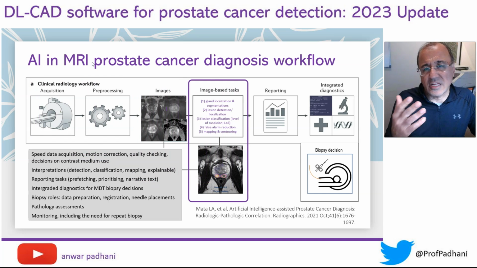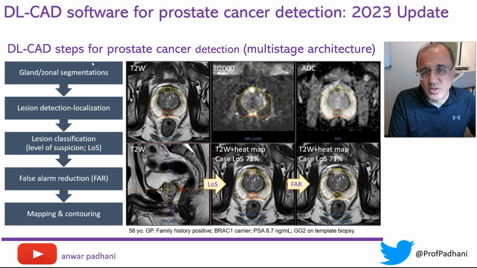But we're really here not to discuss that, but to discuss the issue of lesion detection, because that's where software comes in. Any software has to perform 5 basic tasks. First of all, it must identify the prostate gland and segment out not only the border of the prostate gland but also the transition zone.